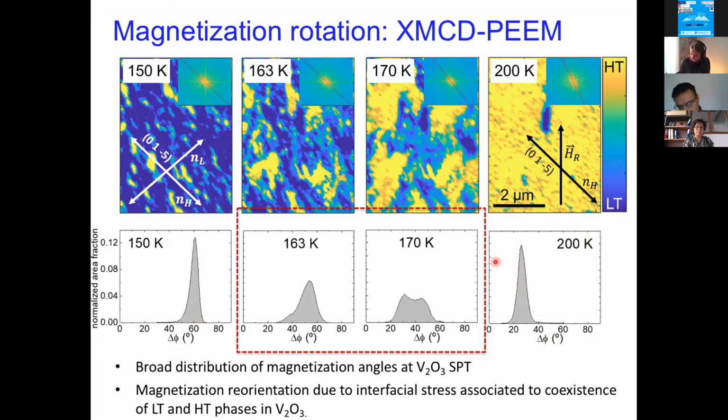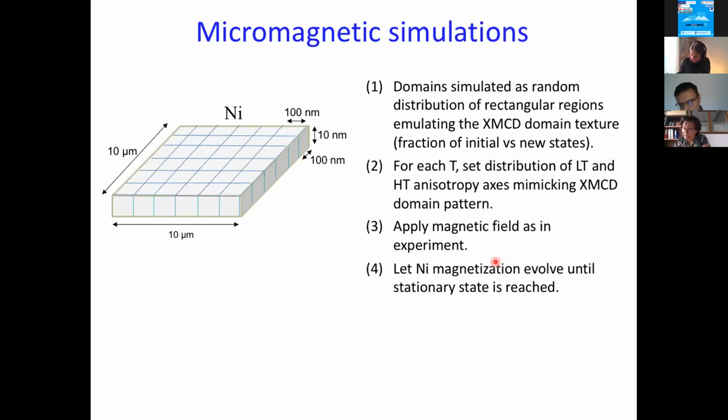So in order to understand this a bit better, what we do is to perform some micromagnetic simulations. So we use OOMMF to do that. And our model is very simple, but captures the main features behind the experimental work. So what we do is that we simulate, this is the typical nickel slab that we work with. So we took a slab of 10 by 10 microns because this corresponds to the typical areas that we investigated with a beam. And then our cell size is 100 nanometers. We put the thickness of the experiment.